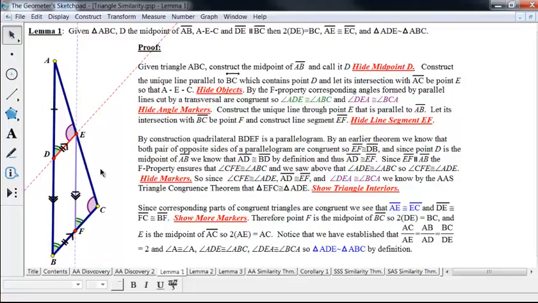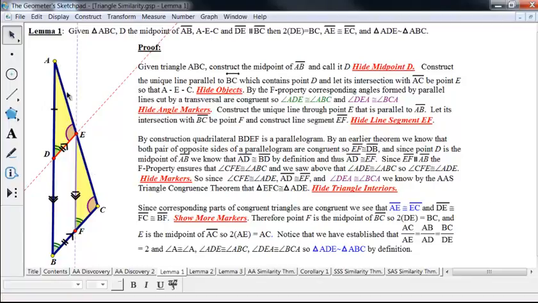Okay, so what triangles do we have congruent? We have triangle EFC is congruent to ADE. So I'll shade in the interiors of the two triangles we're talking about. So those two triangles are congruent. Well, what does that tell us? Well, for one thing, it tells us all the corresponding parts are congruent.